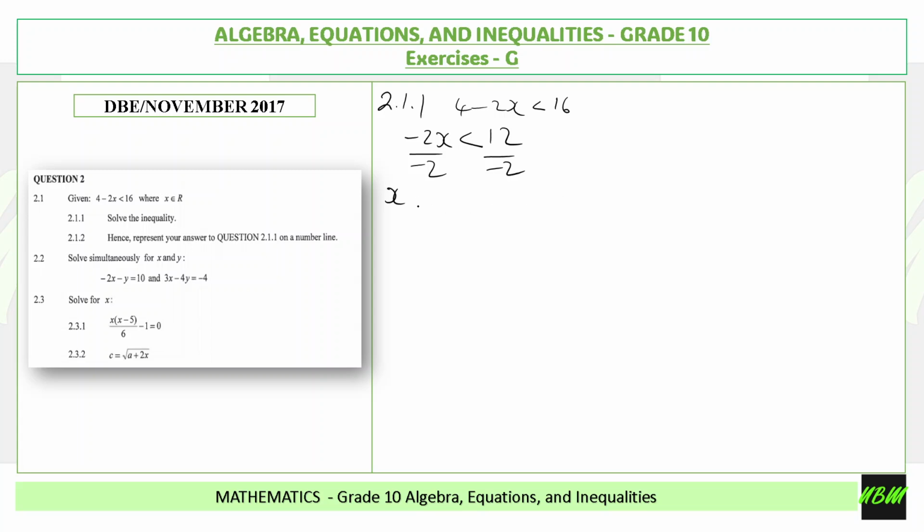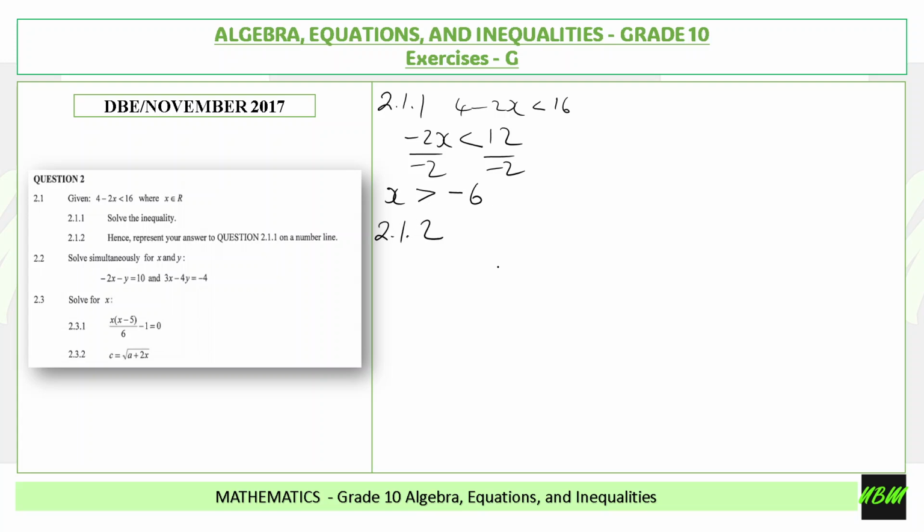Then our x will now be what? Greater than. Remember, division or multiplication by a negative number, the inequality direction changes. We had less than, now it is greater than. 12 divided by negative 2 is negative 6.